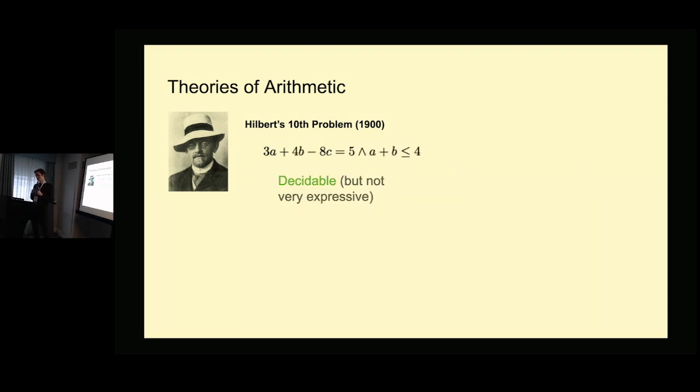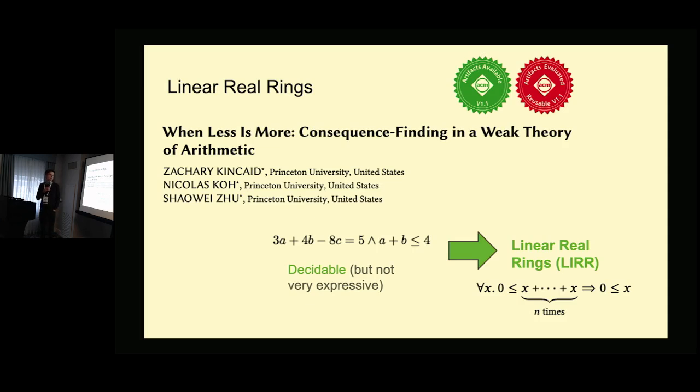On the other hand, there are arithmetic theories that are decidable, but not very expressive. For example, if you restrict everything to be linear, the linear fragment of real or integer arithmetic, you get something like this: maybe 3a plus 4b minus 8c is equal to 5, and also a plus b is less than or equal to 4. You'll notice there's no general multiplication, only multiplication by constants. This makes the whole theory decidable, which is great because we can automatically resolve formulas in that theory. But it's not very expressive. So the first paper is about extending that expressiveness to a more interesting theory. And the theory they focus on is something called the theory of linear real rings.